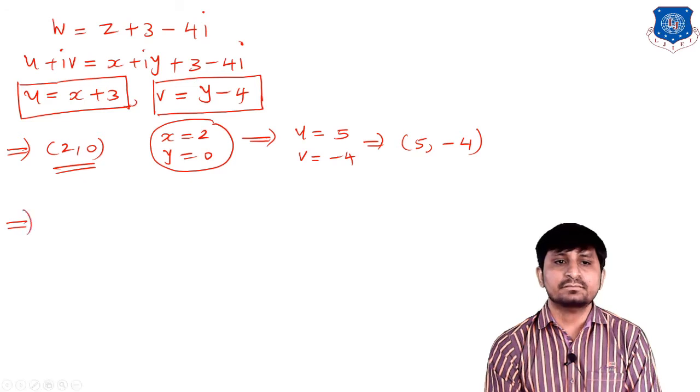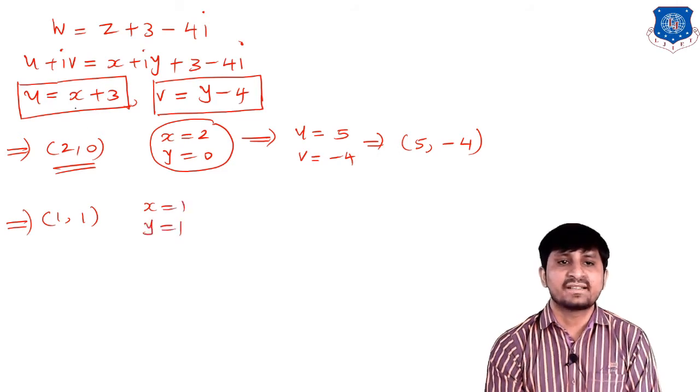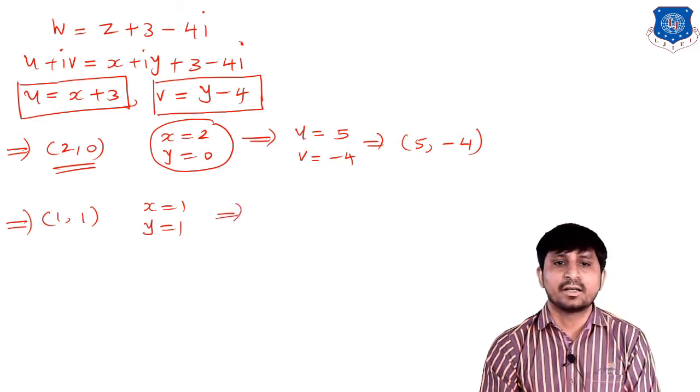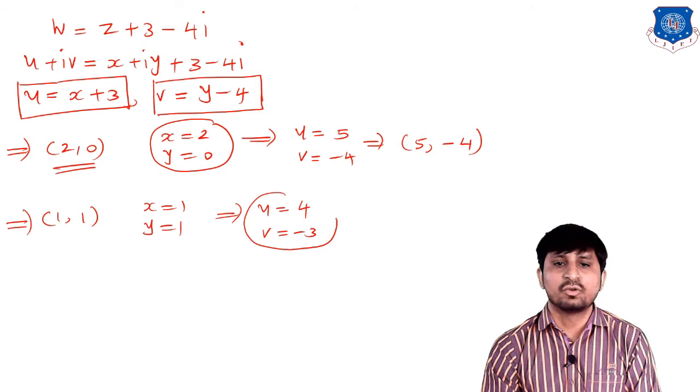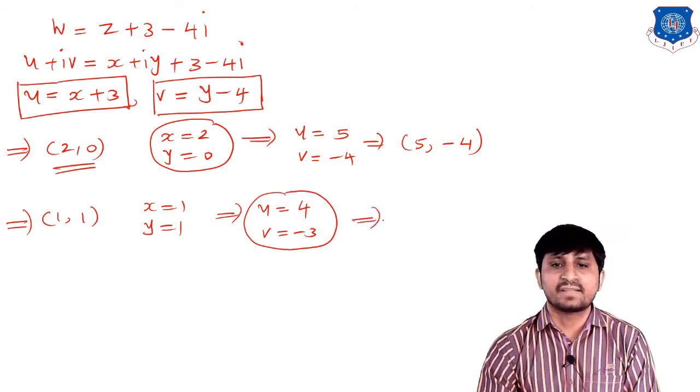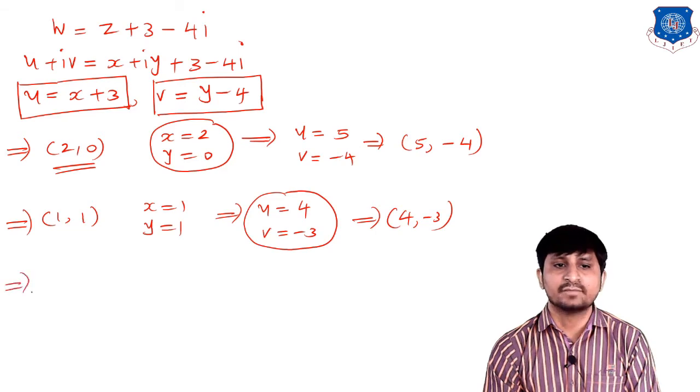Similarly, what is my second point? The second point is (1, 1). So x is equal to 1 and y is equal to 1. Take x equal to 1 and y equal to 1 here. So we get u equal to 4 and v equal to minus 3. So the next point is (4, -3).